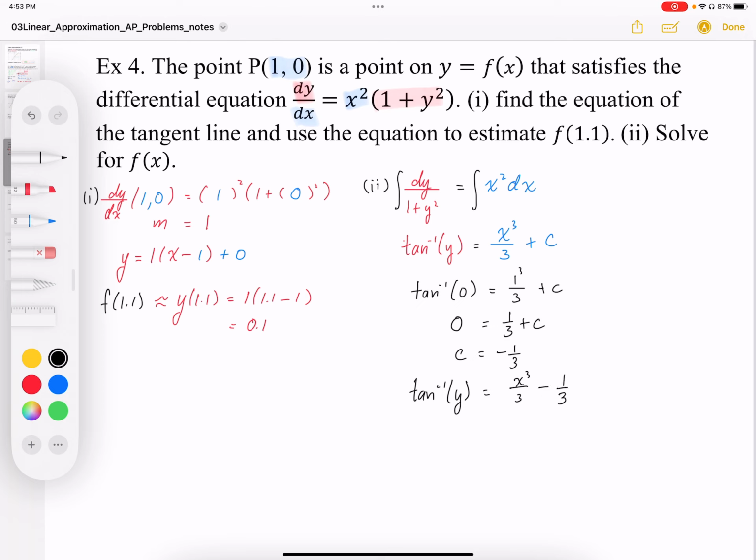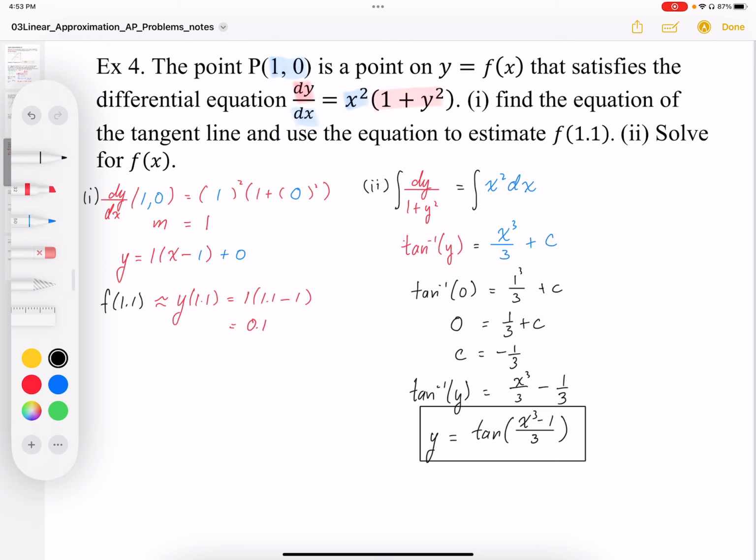That's a common denominator, so we can put that in one expression. But I still need to solve for y, so I'm going to undo the arctan with a tan. So I end up with tan of (x cubed minus 1) all over 3. So there's my equation. This is the solution to that differential equation that goes through that particular point. So I now have the actual equation.